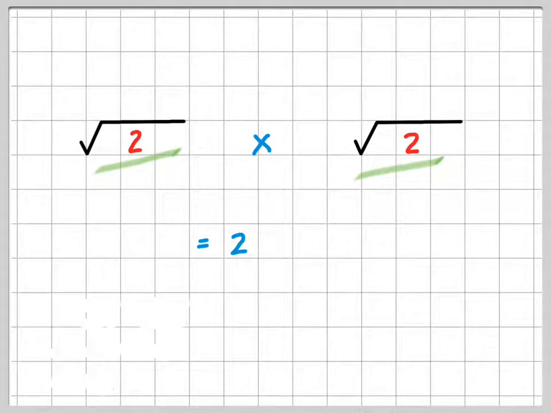We know our rule from our previous screen. If it's times by itself again, the answer will be exactly what's inside. Okay, now let me show you why.